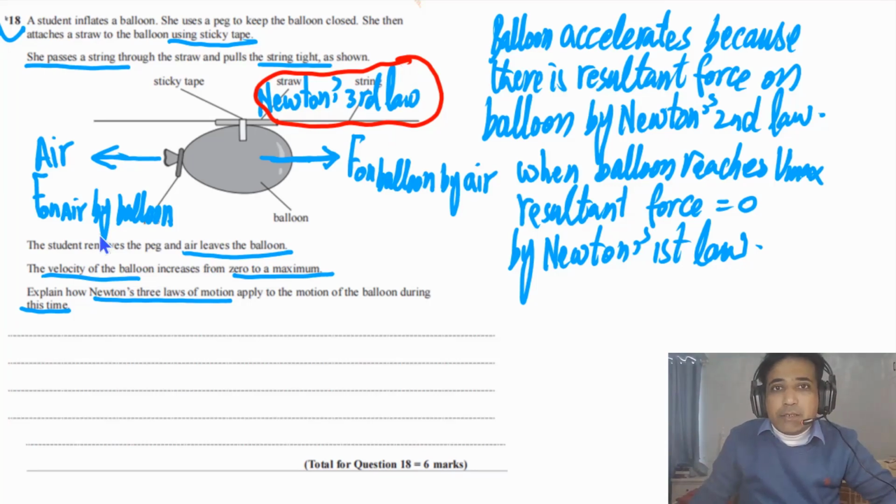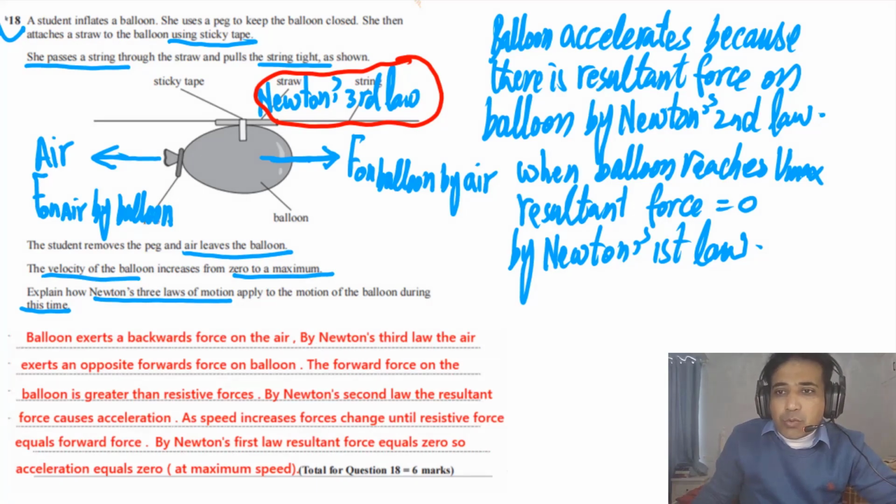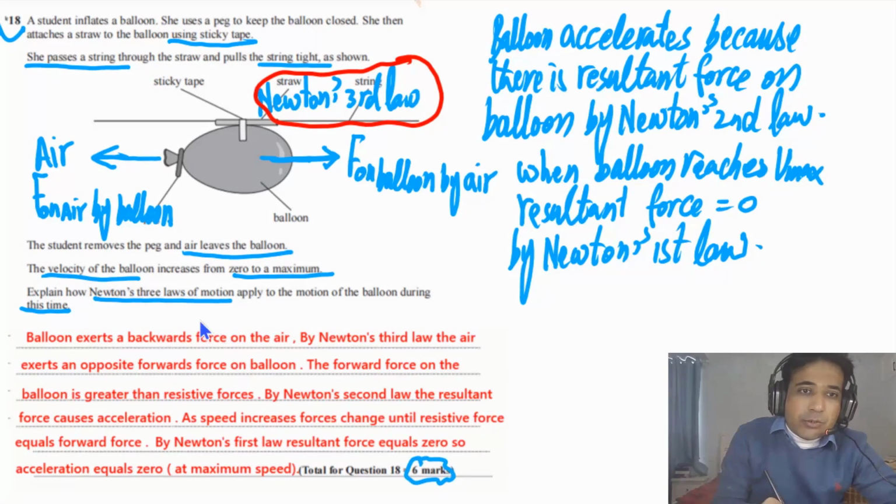Now let me show you the answer, how you can write down your answer in a systematic way. You can mention these points we have already discussed. So you have to write down 6 points. If you have written the first one, you will get 1 mark, and then there is a second one. If you have written the second point, you will get another mark. The forward force on the balloon is greater than resistive forces, you will get another mark. By Newton's second law, the resultant force causes acceleration, so you will get the 4th mark.